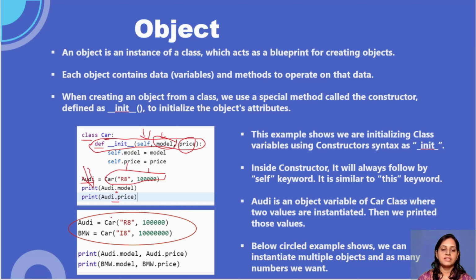Now you can see another example below. BMW, they have taken another object and this is a car, like they have instantiated with some other model number and price. And you can see overall here we have printed those things. So that is how the object works, guys. These are the principles of classes and objects. Now, what I am thinking is, let me take you to the code part.